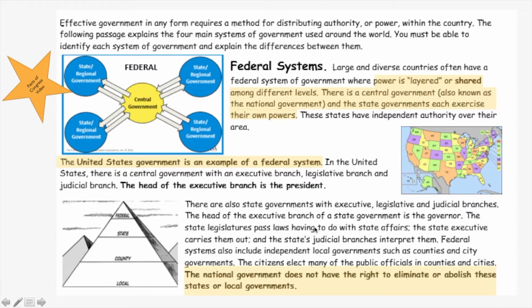It will definitely show up either on a test or on a quiz or in an activity page. So make sure you guys are highlighting the facts that I gave you. The U.S. is an example. Remember, I told you have to have examples of each system of government.